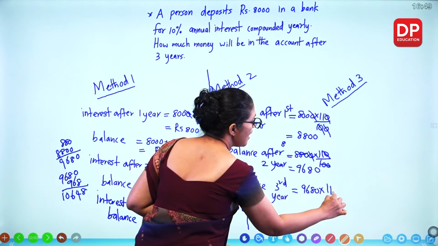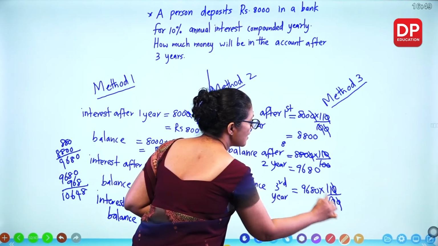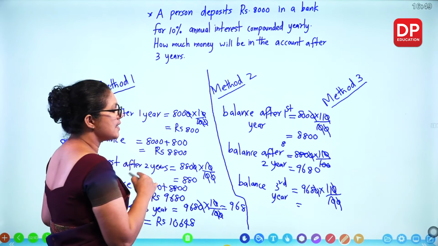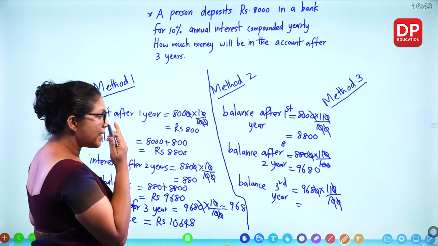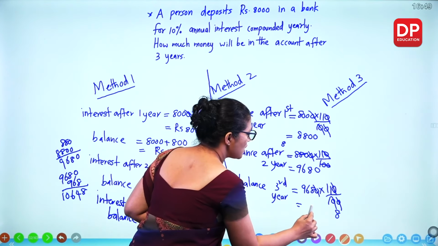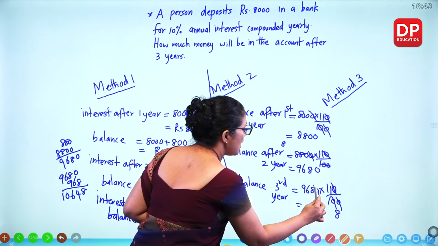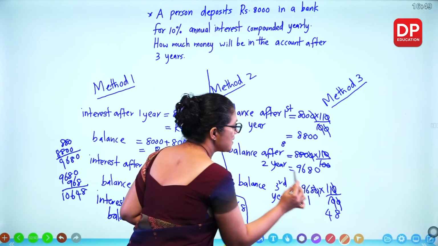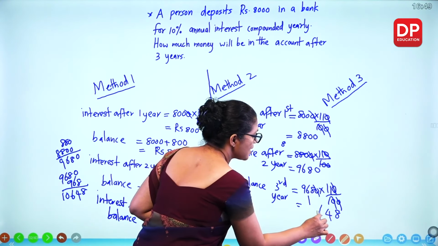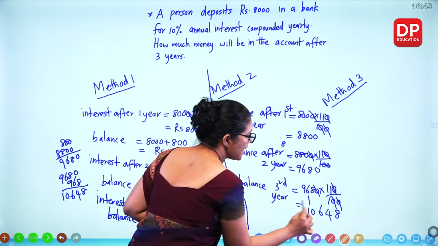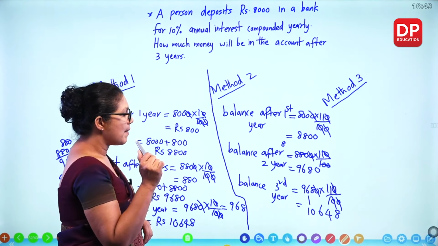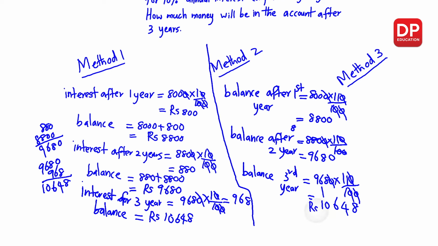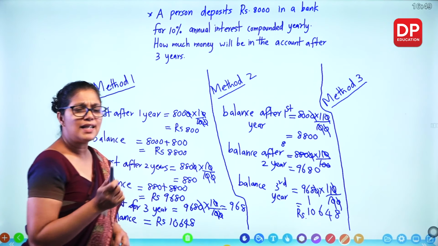9,680. Again 110 over 100. So 11 times 968. So what's the method? You put here 6 plus 8, 14, 1 remaining. Then 9 plus 6, 15 plus 1, 16, 1 remaining, 9 plus 1, 10. So that's the easiest way to multiply by 11. So the value is 10,648.